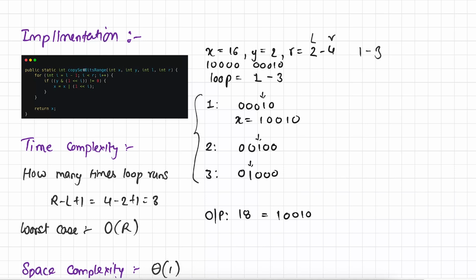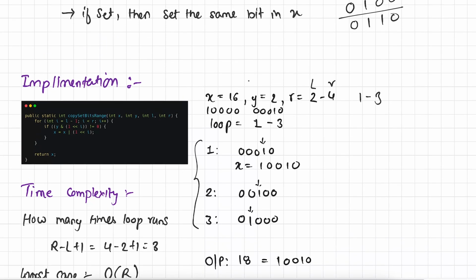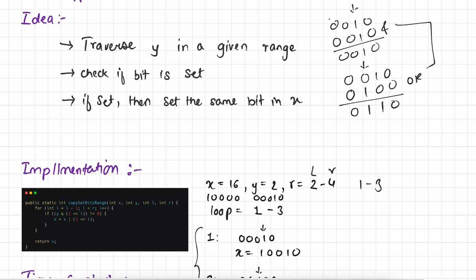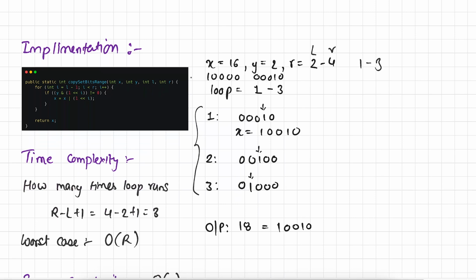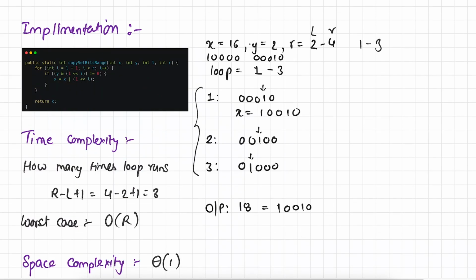Inside this loop, we are checking if the bit is set or not. If the bit is set, we are simply including that bit in number x. This is exactly the same as these two steps. We are checking if the bit is set or not, and then we are including that bit in number x. So let's quickly try to run this code and see how it works. So if x is equal to 16 and y is equal to 2, the range is given as 2 to 4. It means we have to check in a range of 2 to 4.